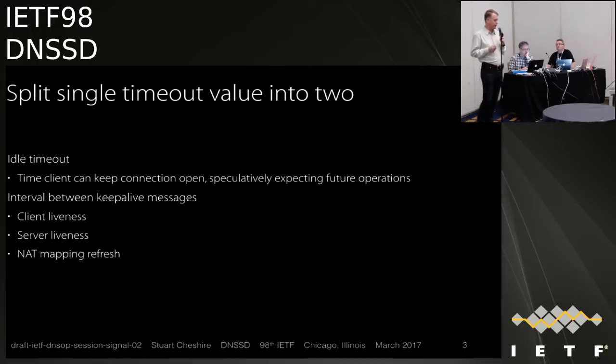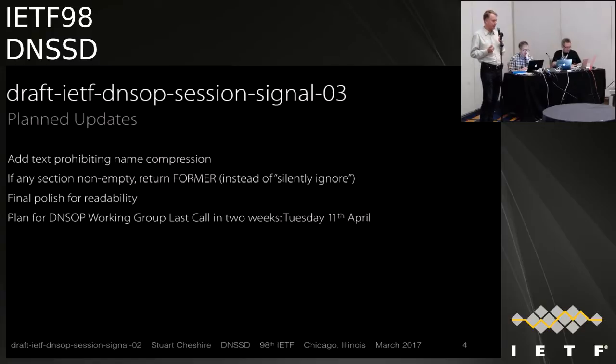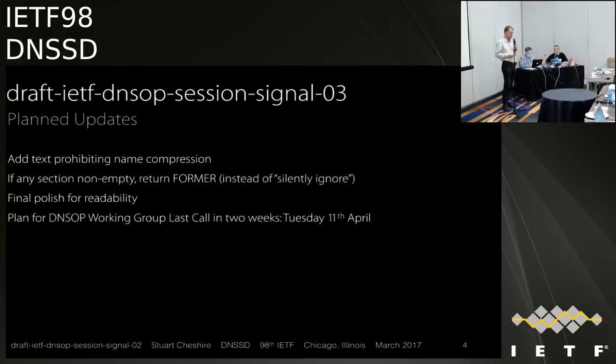These are the updates we're planning for draft 03. We're going to add text explicitly prohibiting name compression, because there seems to be a consensus that it's more trouble than it's worth in a modern world. Right now, the text says the 4 sections must be empty, and if they're not, they're silently ignored. There's been a push to say that should be an error, because even ignoring the sections involves some amount of record parsing to skip over them. So it's easier just to say if the counts are non-zero, that's an error. It doesn't close the connection, but it's an error for that specific message.